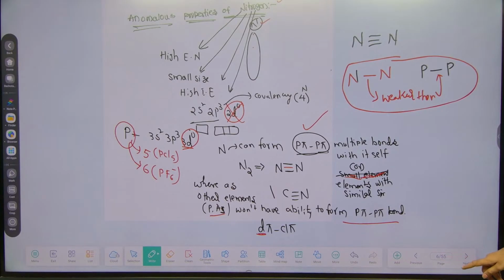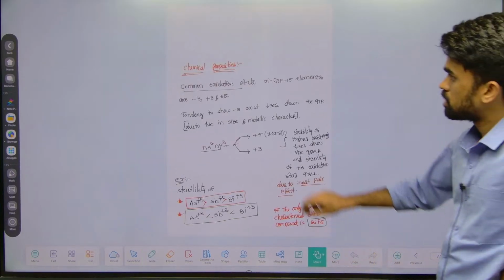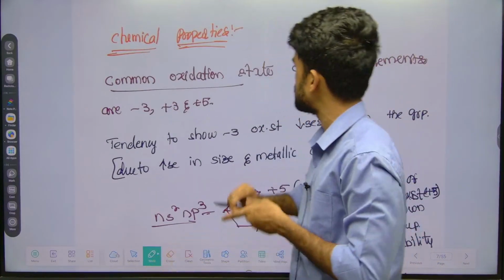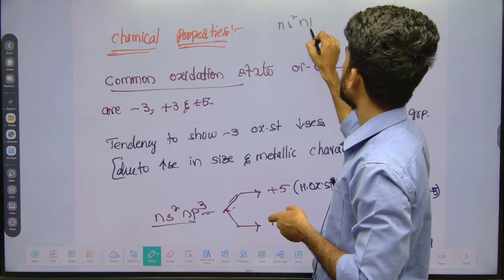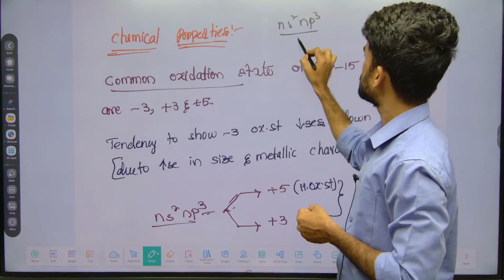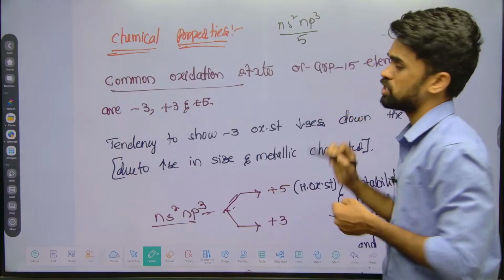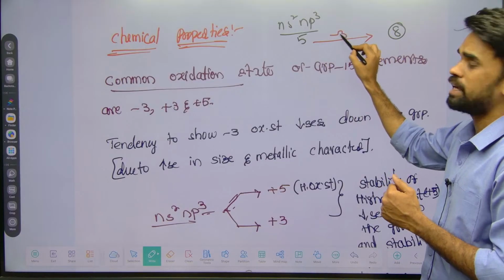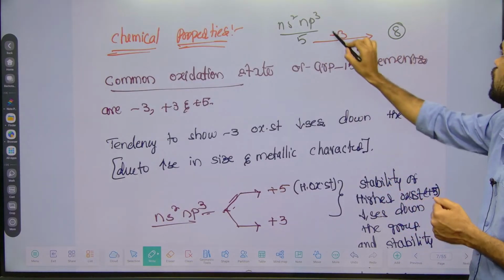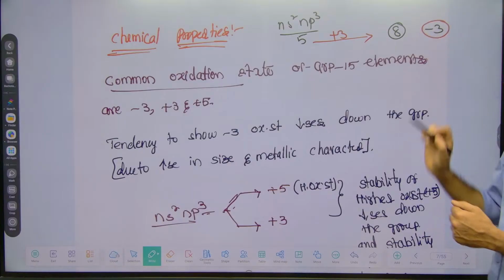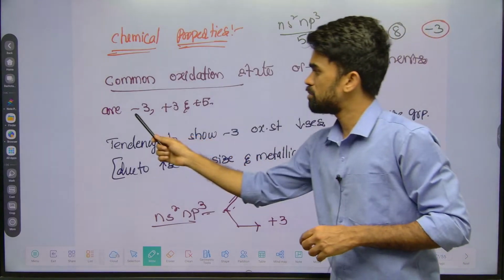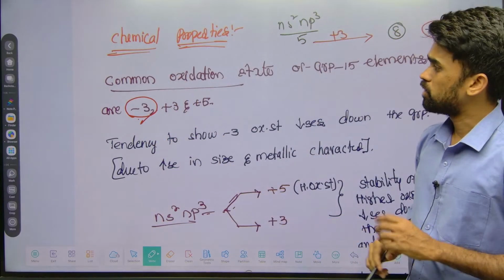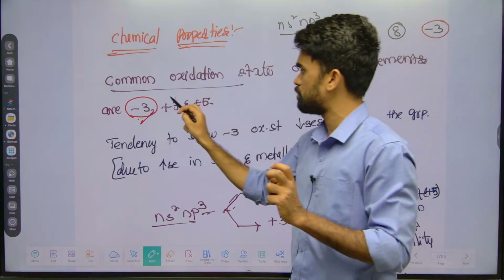Next, chemical properties. What is the valence electronic configuration? Just now you told ns2 np3, so 5 electrons are there. In order to become an octet configuration, how many are required? 3 more. So group 15 elements can take 3 more electrons and show -3 as the minimum oxidation state. The general oxidation state will be like +3.